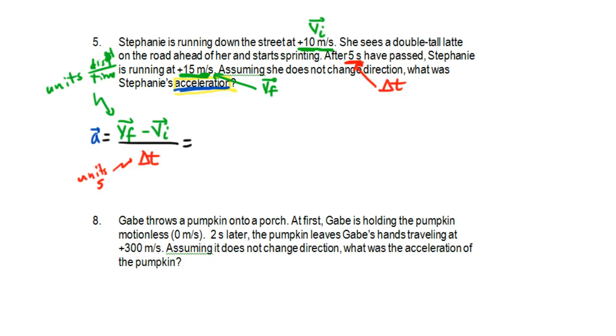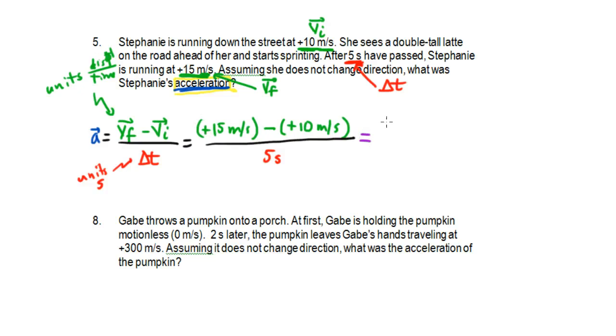Now we just got to plug in. So final velocity is plus 15 meters per second. And the initial velocity, I'm going to subtract that, plus 10 meters per second. And I use these parentheses because I want to make sure I include the direction, which is the positive, in front of these numbers. And then divided by change in time, which is 5 seconds. All right. And now I'm going to solve this.